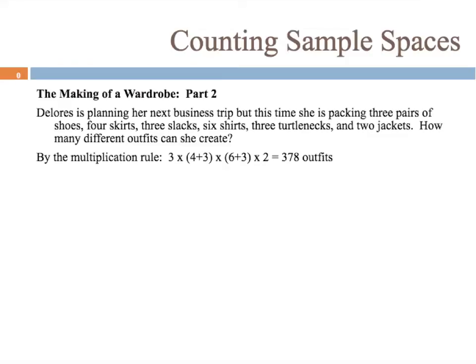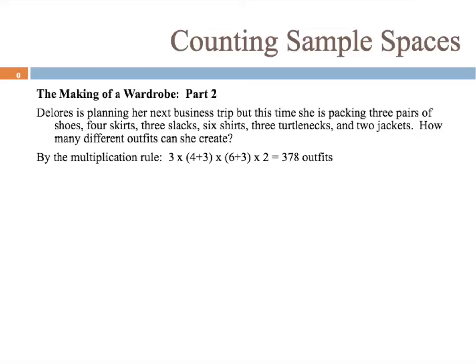So now we're dealing with a similar example. So this time Dolores is planning her next business trip, but this time she's packing 3 pairs of shoes, 4 skirts, 3 slacks, 6 shirts, 3 turtlenecks, and 2 jackets. How many different outfits can she create? This time it's important to note that we can't just multiply everything together by saying 3 times 4 times 3 times 6 times 3 times 2.